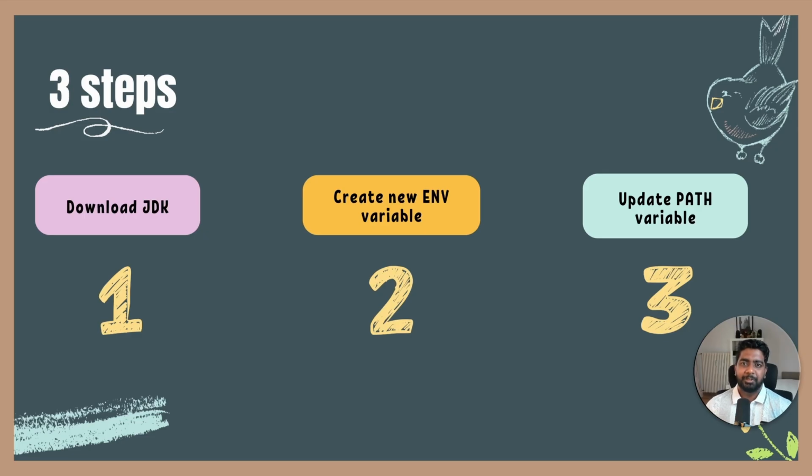When it comes to installing Java in any operating system, you can simply follow these three basic steps. First and foremost, you need to download the JDK from the internet. After that, you can create a new environment variable on your operating system, which is dedicated to Java. Lastly, you can edit the path variable on your operating system. Path variable is an existing environment variable in any operating system. All you need to do is just edit the value.